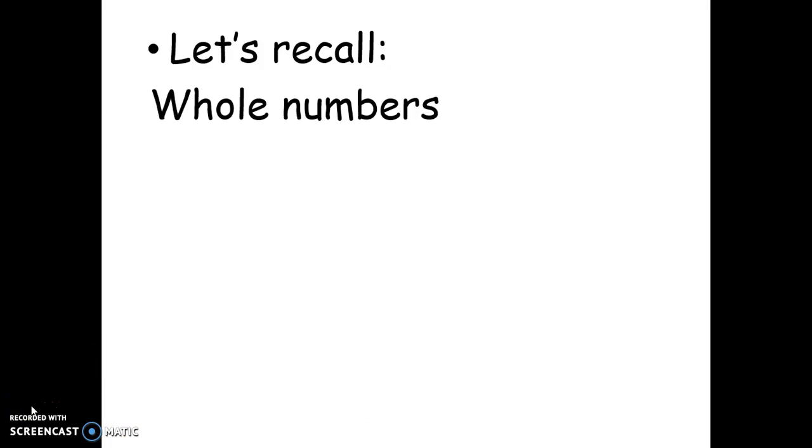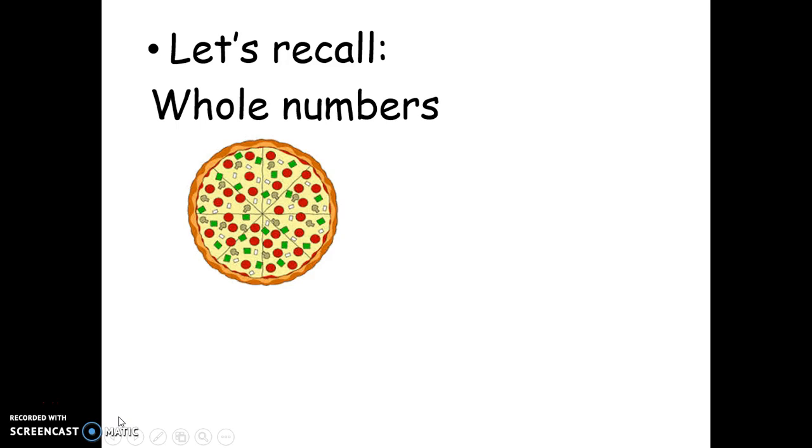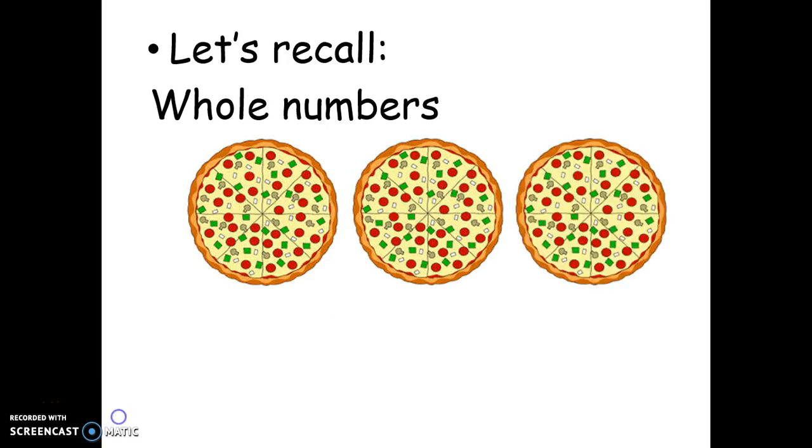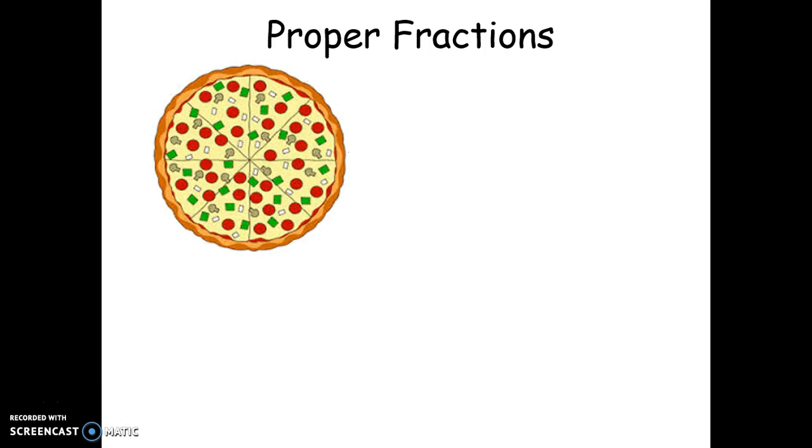Before we go straight into mixed numbers, let us try to recap what we have learned earlier on in Primary 3, what are whole numbers and proper fractions. Firstly, let's look at whole numbers. As you can see here, we have one pizza, and this is what we call one whole. If you have two pizzas, it's known as two wholes, and three pizzas, you have three wholes, and so forth. How about proper fractions?